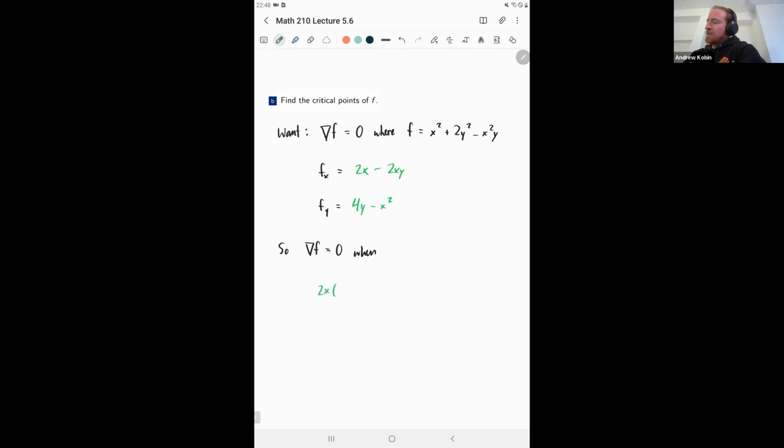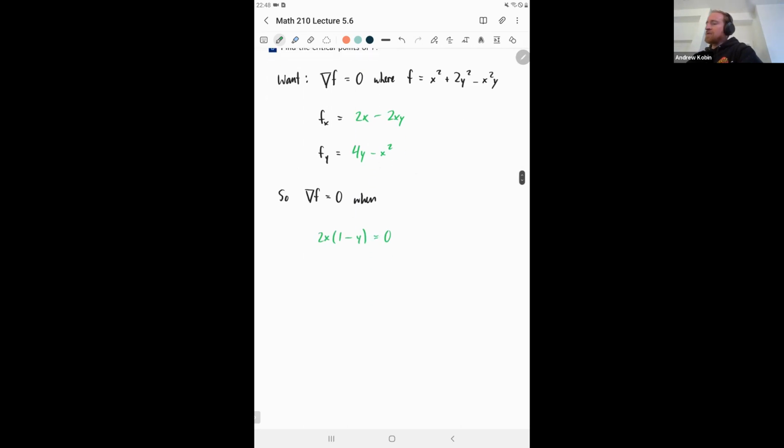And you'll notice if I set the x partial derivative equal to 0, I'm actually going to factor out a 2x to make my life a little easier. Set this equal to 0. This reads 2x times (1 minus y) equals 0. And for that expression to be 0, either of the 2 factors in the product has to be 0. So either x is 0 or y equals 1. Those are the 2 solutions to this being 0.